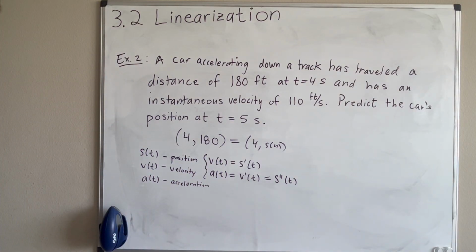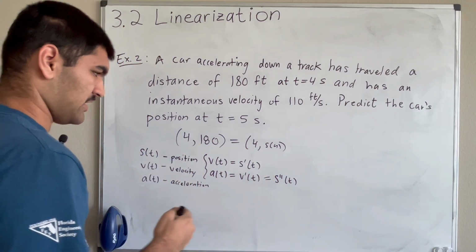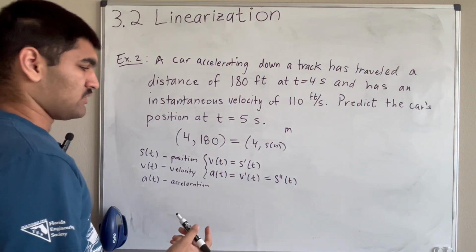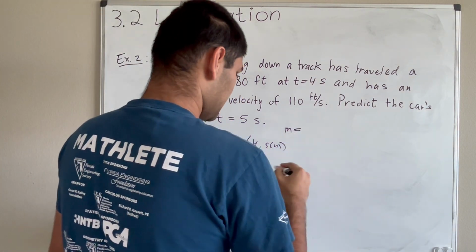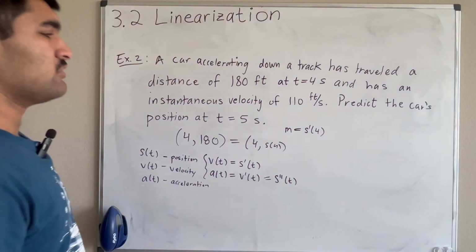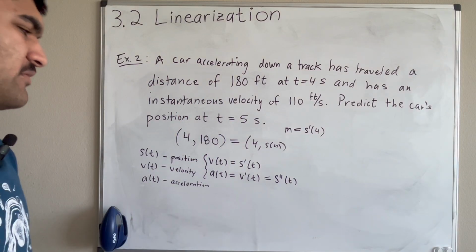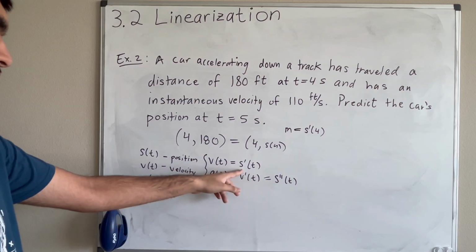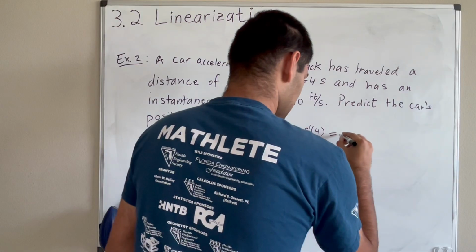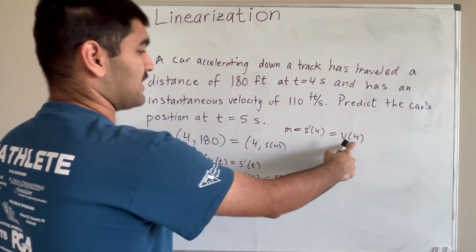All right, good. So therefore, we have the point (4, s of 4), which we know is (4, 180). And so now we need to find the slope at t equals 4 seconds. Well, the slope is just equal to s prime of 4, right? But they don't mention any derivative of the position function in this problem. So what is s prime of 4? Well, if you come down here, we note that s prime of t is equal to v of t. So s prime of 4 is actually just equal to v of 4, the instantaneous velocity at t equals 4 seconds.